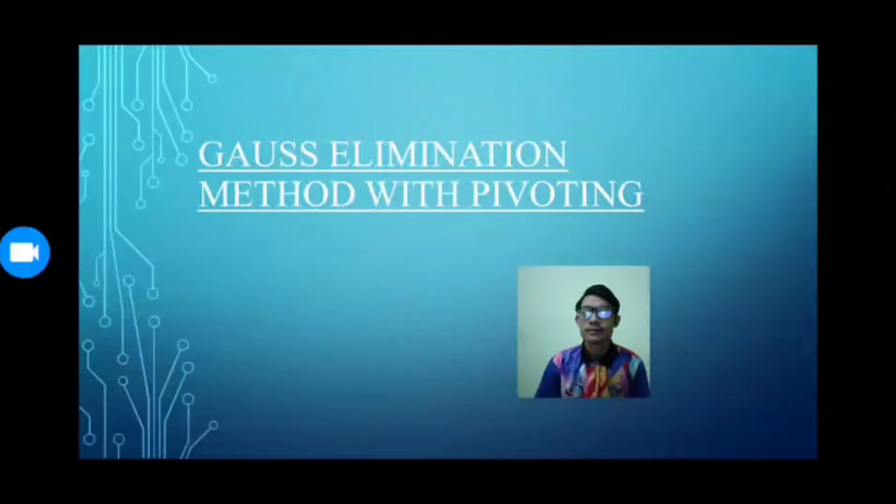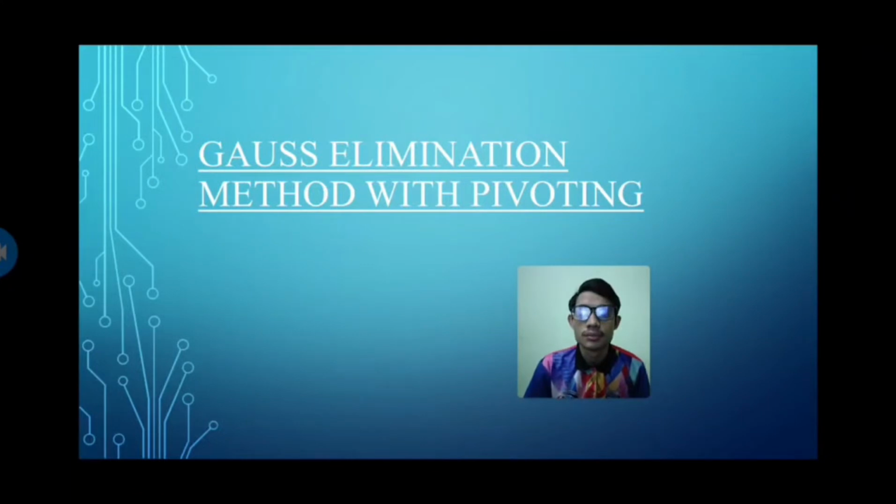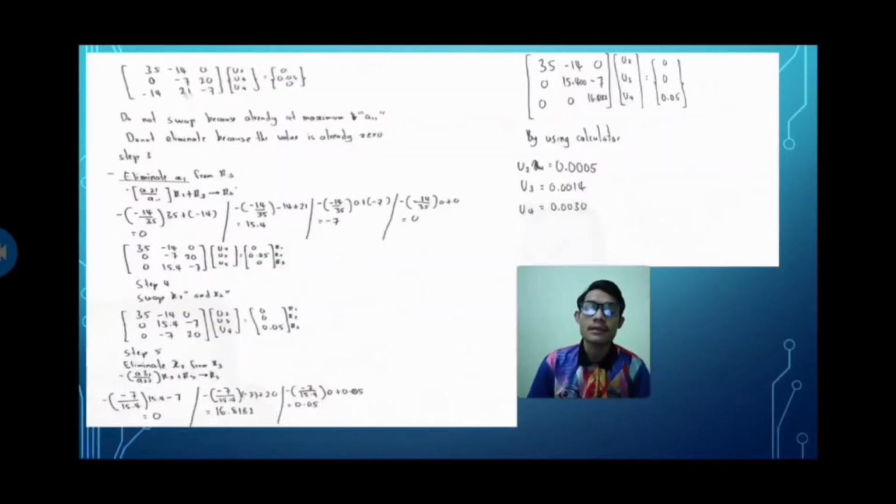Thank you. Assalamualaikum, my name is Mohammed Faizal bin Osman, AE20009, and I will explain to you the calculation using the Gauss elimination method with pivoting. The matrices is 35, negative 14, 0, U2 equals 0, 401, 0, negative 7, 20, U3 equal 0.05 for row 2, and negative 14, 21 and negative 7, U4 equal to 0 for row 3.